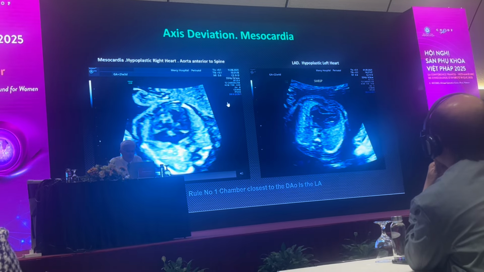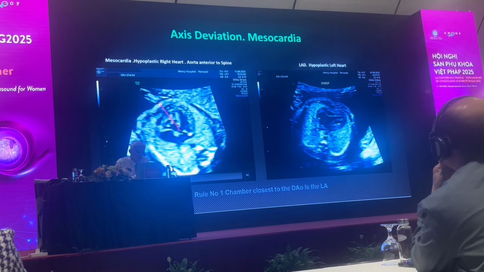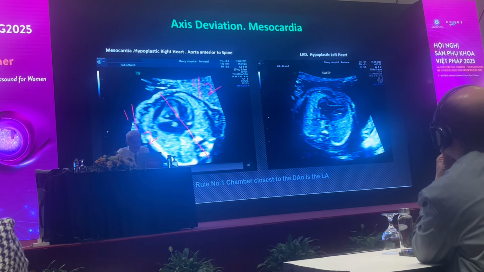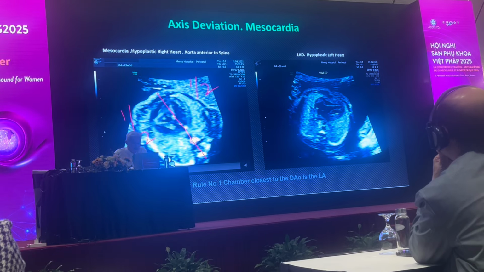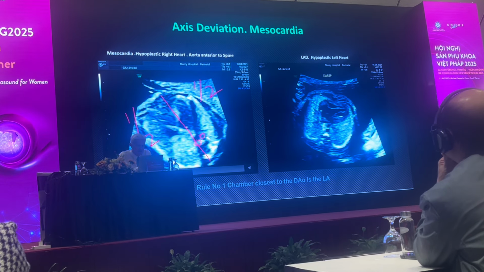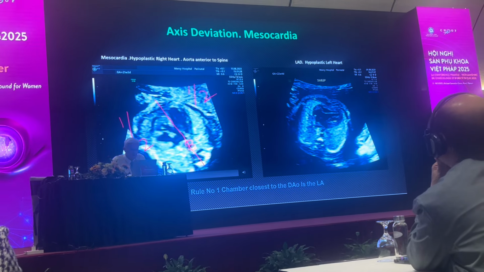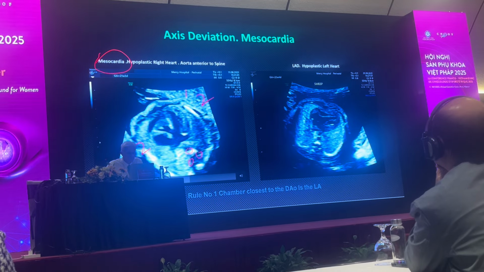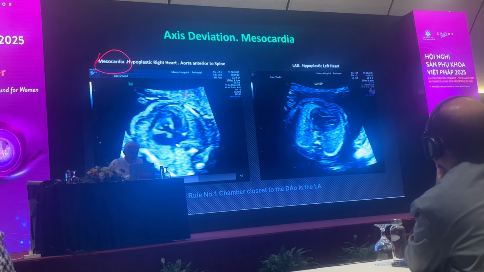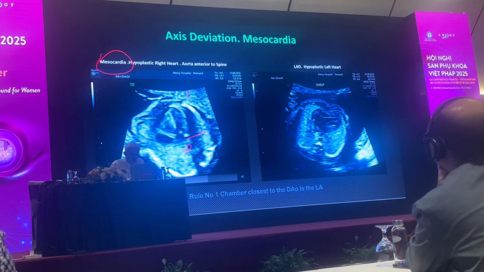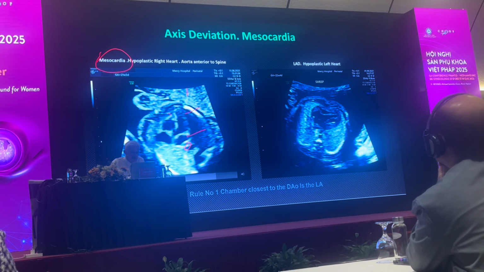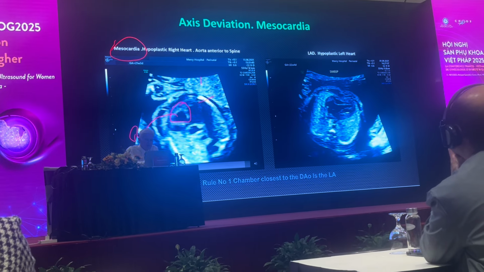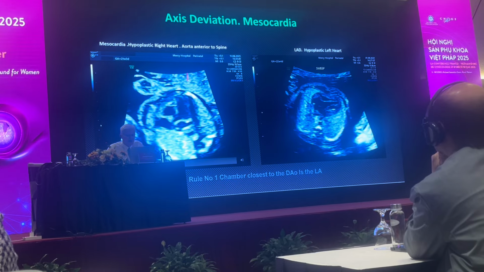This is a baby where, when you look at the heart and draw a line through the center of the heart, one half of the heart is in the right chest and the other half is in the left. You also see that the aorta is not to the left of the spine. The aorta is sitting centrally over the spine, and this is the first clue of mesocardia. You also see the descending aorta, the left atrium, the left ventricle, and this here is a small right ventricle. So there are several problems with this baby: mesocardia and a hypoplastic right heart.